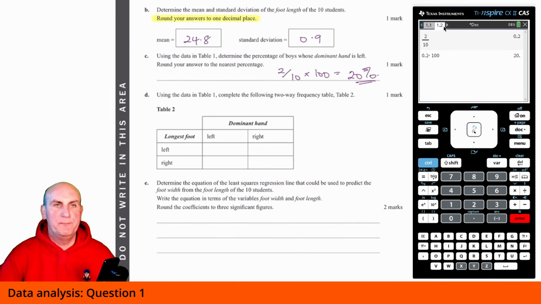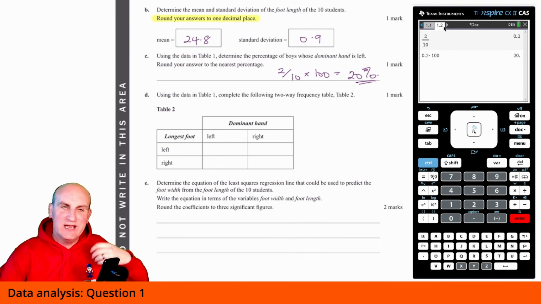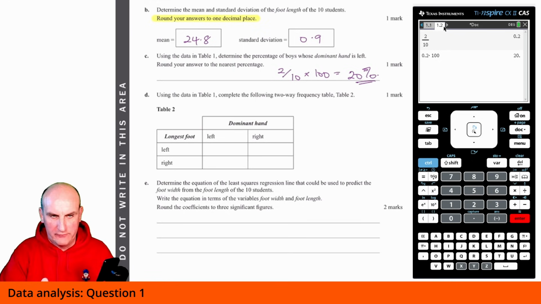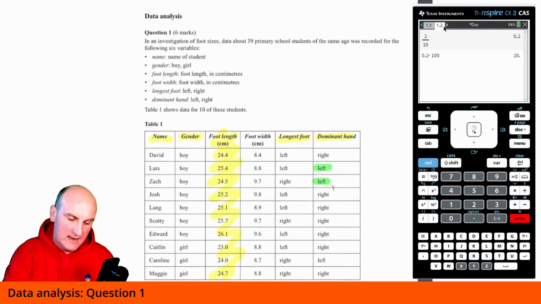And moving on to using the table in data 1. God, this is challenging. I keep having to scroll up, scroll down, scroll up, scroll down, scroll up. Complete the following 2-way frequency table. All right, so longest foot and dominant hand. So I want left and left. Let's go that one. So let's count left and left first.